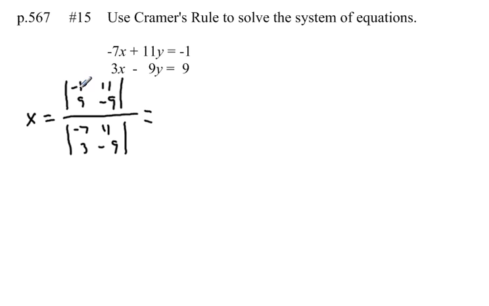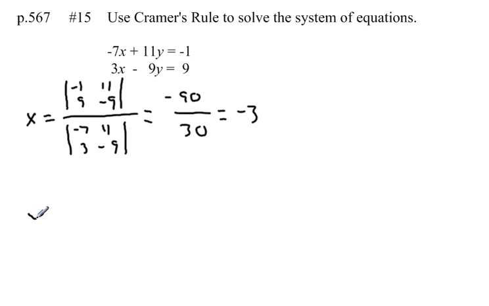Well, remember we find determinants by multiplying diagonally. 9 minus, multiply diagonally the other way, 99. So 9 minus 99 is negative 90. Over, same thing on the bottom. Multiply diagonally, we get 63. Multiply by the other diagonal, we get 33. So 63 minus 33 is 30. And if I reduce that, I get negative 3. So x equals negative 3.